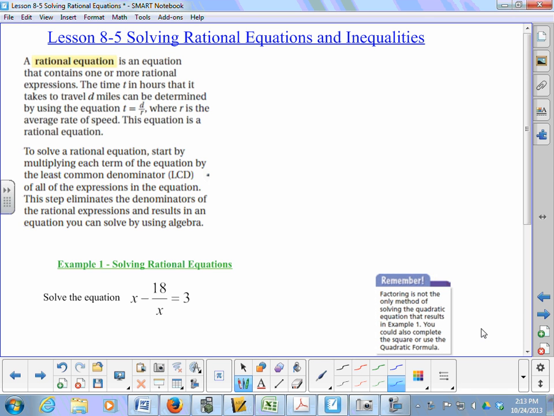So today then we're going to solve rational equations. So we've worked with adding, subtracting, multiplying, and dividing rational expressions. And today we're going to take them and solve rational equations. I'm going to show you two different methods in this process.